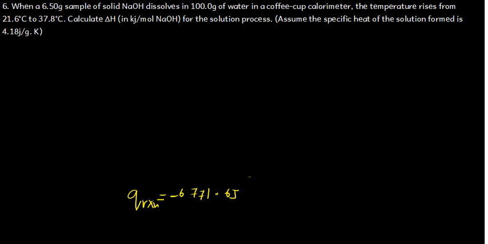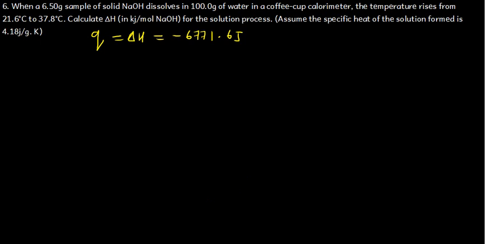Now we want to give the unit in kilojoules per mole of sodium hydroxide, and we want to find the enthalpy. Well, we know that for a constant pressure calorimeter, the heat of the reaction is equal to the change in enthalpy, and therefore the change in enthalpy is also going to be equal to negative 6771.6 joules. Now I want to have the answer in kilojoules per mole. First, where am I going to get the mole? I need to find the moles of sodium hydroxide, which we've got 6.5 grams of sodium hydroxide as the one which has dissolved.